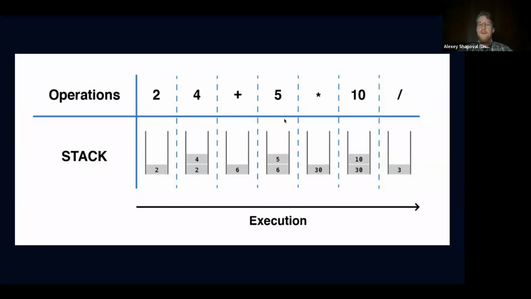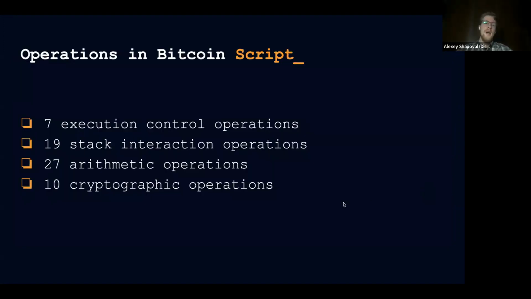Then 5, again, put it to the top, multiply these 2, destroy them, put result in the stack. Then put 10 at the top of the stack and do the division. We divide this by this, and we have 3 left in the stack. So once you have this graphical representation, I believe it becomes really, really simple.